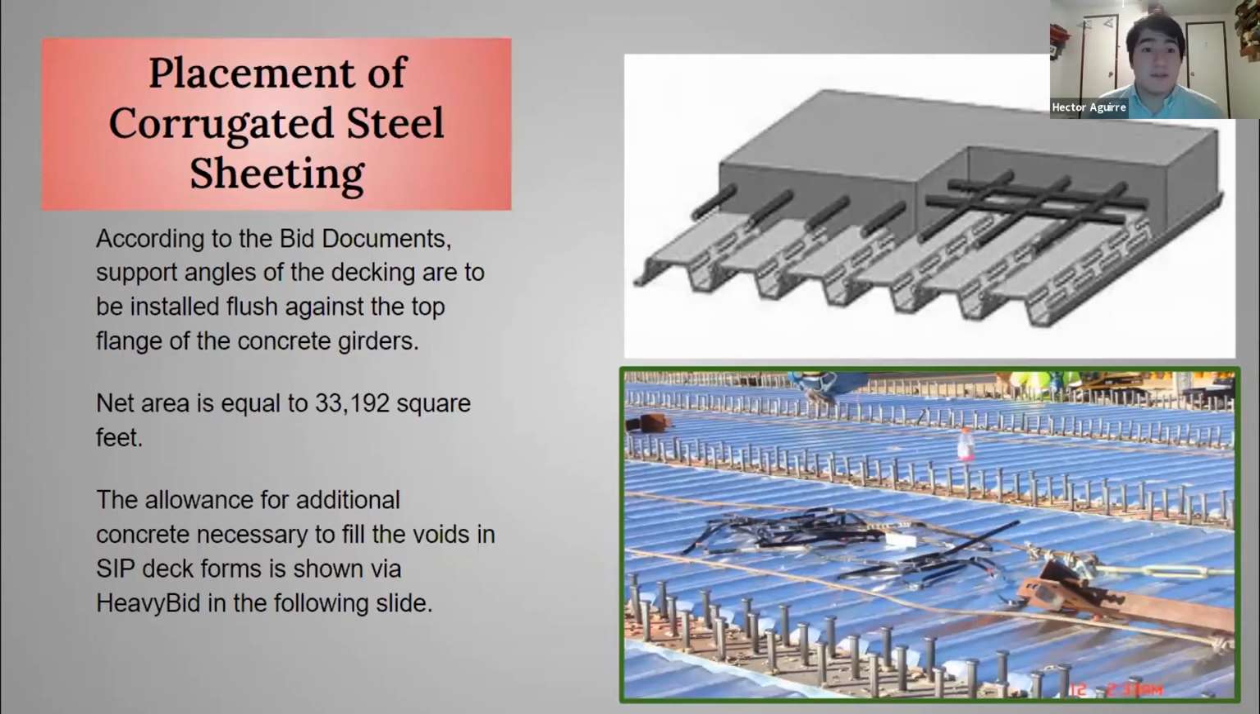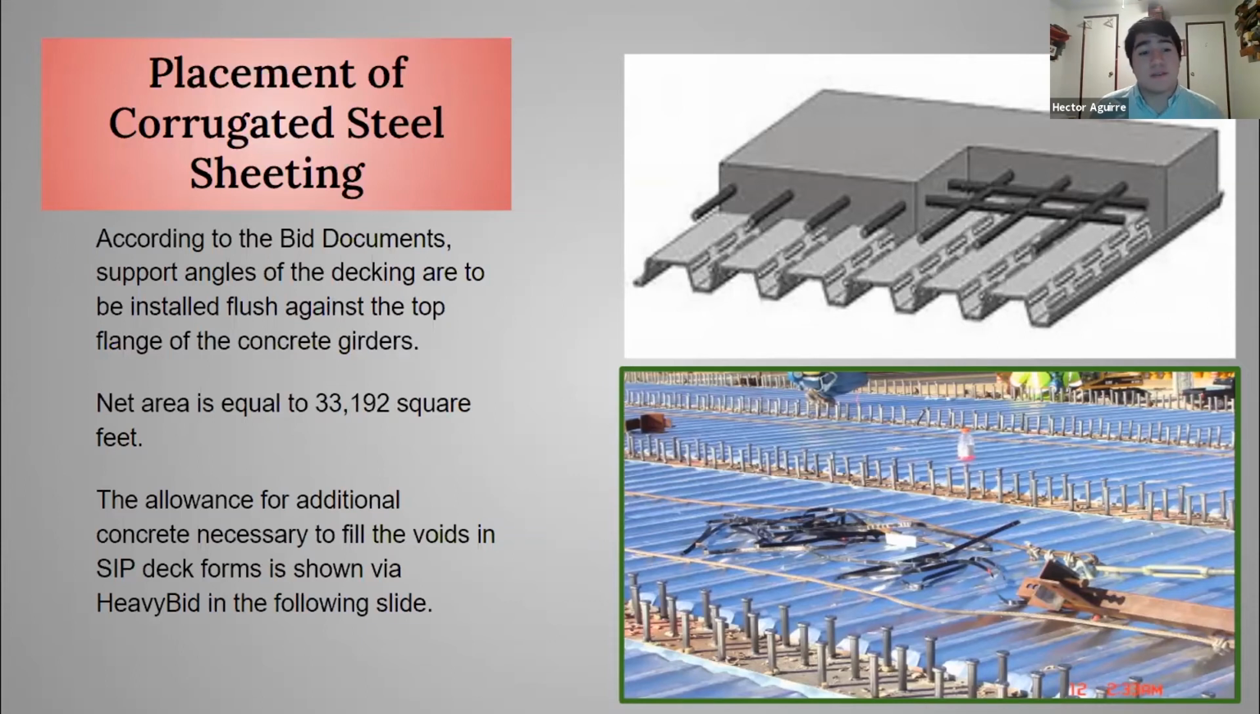Next, we have the placement of our corrugated steel sheeting. According to the bid documents, support angles of the decking are to be installed flush against the top flange of the concrete girders. The net area of the steel sheeting is equal to 33,192 square feet. We have an example at the bottom right corner of how that would look.